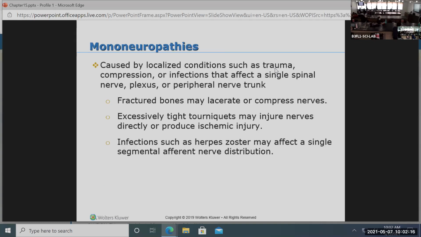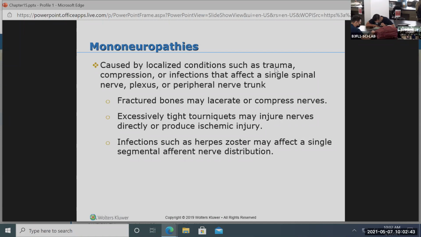Mononeuropathies, right over here. Now, mononeuropathies are caused by localized conditions, such as trauma, maybe compression, maybe infection, that affect a single spinal nerve or plexus or the peripheral nerve trunk.